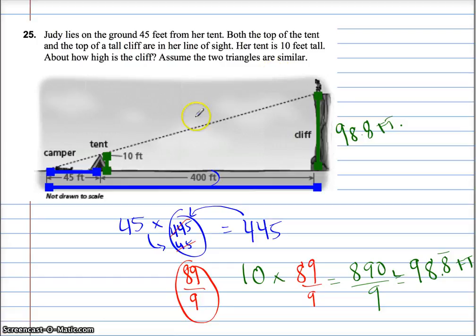So we're going to be doing the same thing, but with shadows in a few days. You can finish the rest. Very, very similar to this one for your homework, 26, 27, 28.